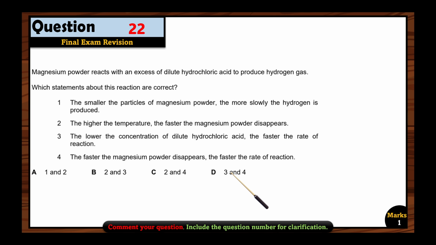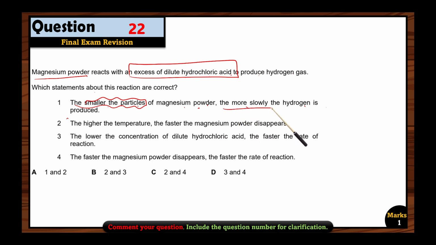Question 22. Magnesium powder reacts with an excess of dilute hydrochloric acid to produce hydrogen gas. Which statements about this reaction are correct? So they are using magnesium powder and excess of the dilute hydrochloric acid. The smaller the particles of the magnesium powder, the more slowly the hydrogen is produced. Wrong. The smaller the particles of the magnesium powder means the rate of the reaction will now increase. So more slowly the hydrogen means the rate of reaction is slow, right? That's why you are getting slowly your product.